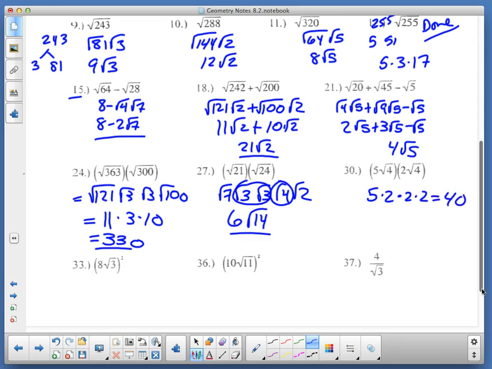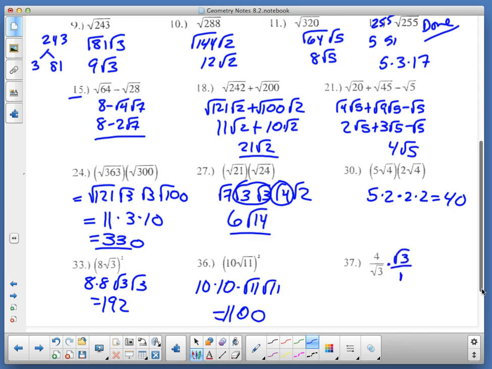And I'm looking in 33, and you got 64 times 3, because this is 8 times 8, the square root of 3 times the square root of 3, and that's 64 times 3, which is going to pop out to be 192. And there's one of these last ones. I got 10 times the square root of 11, the square root of 11, and I've got another 10 out front. So it's 100 times 11, which is 1100. And my final one, I just got to make it pretty, which is 4 the square root of 3 over 3.